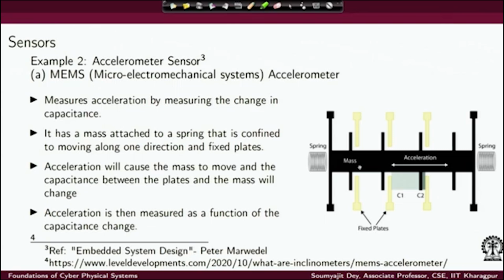So, the mass will have an acceleration, it will compress and extend the spring based on the acceleration, and it will have a movement, and that will change the distance between these plates, right. Let us say this plate is here and these fixed plates are here. When this is accelerating forward, the distance between this plate and these two fixed plates is going to change, and that will lead to a change in the value of the capacitances C1 and C2, right. So, based on that change, I can measure the acceleration as a function of this capacitance change.